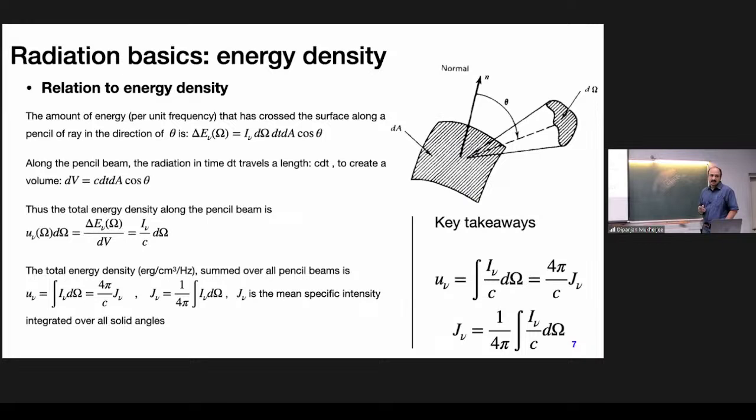Sometimes the emission is isotropic. The intensity has no angle dependence. Then J nu is the same as the intensity. Sometimes intensity is anisotropic. Then J nu, although it gives you a measure of the specific intensity, does not give you what the angle dependence is.